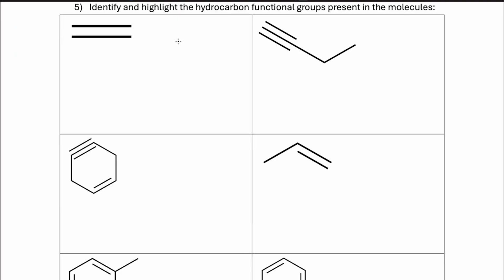The next problem is asking us to identify and highlight the hydrocarbon functional groups present in the molecule. We're starting off with a pretty easy example. The whole molecule is our hydrocarbon functional group, and we can call this alkene, right?